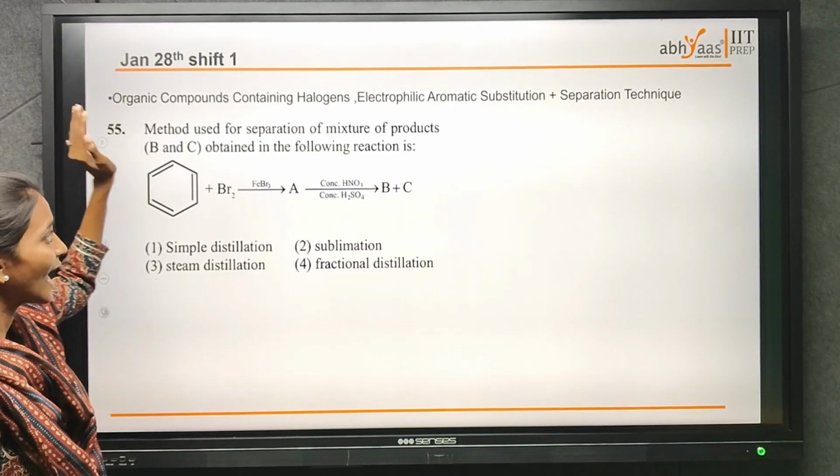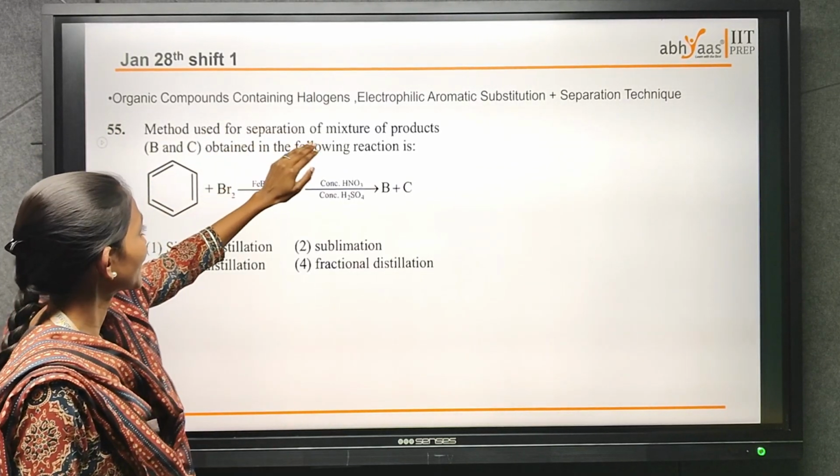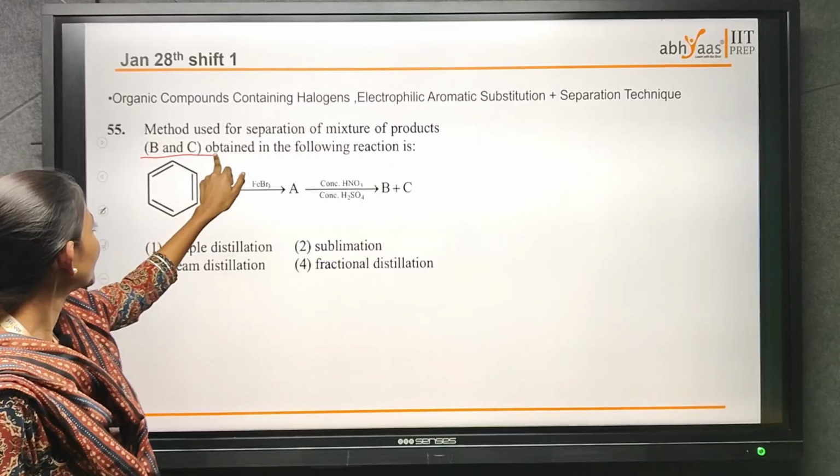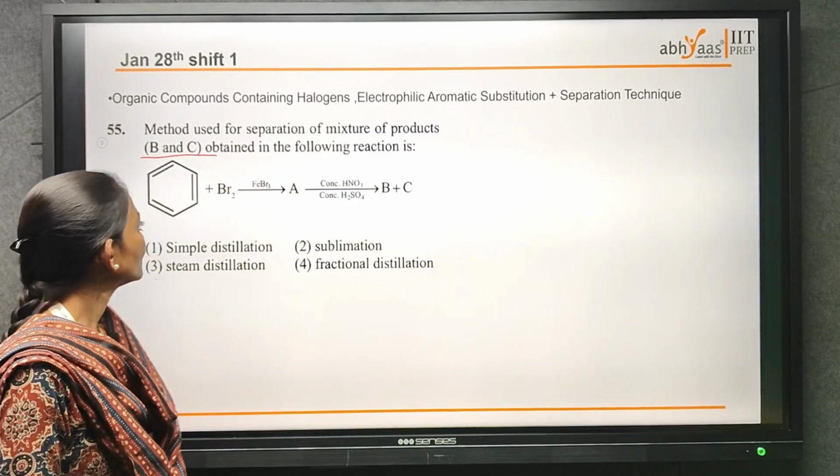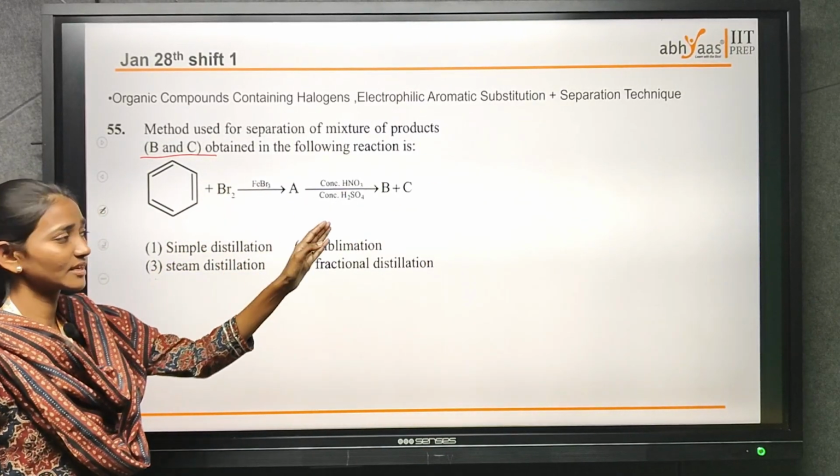This question was asked from halogens. Which method is used for separation of the mixture of products B and C obtained in the following reaction? If you see this question, they have given the reagents and are asking for the product.